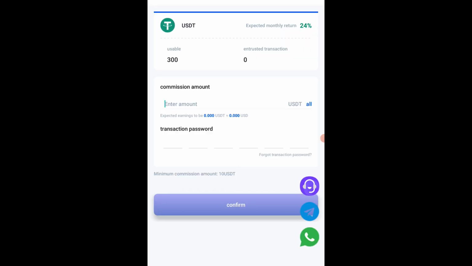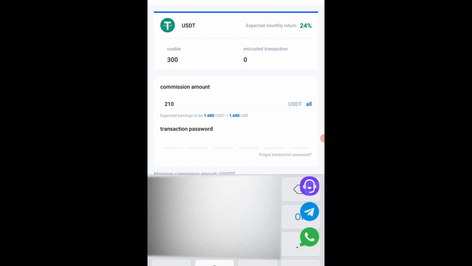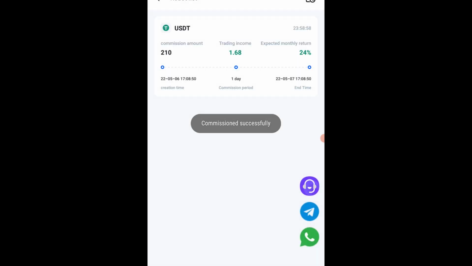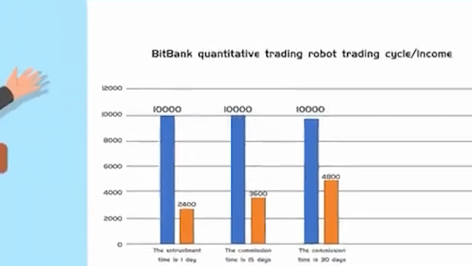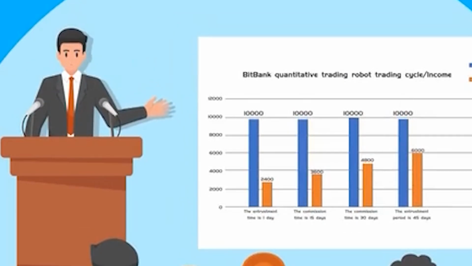The application is quite simple and easy to use. It offers us several plans of different duration. 1 day, where your monthly income will be 24%. 15 days, 36% monthly income. 30 days, 48% monthly income. 45 days, 60% monthly income. And 60 days, your monthly income will reach 72%.